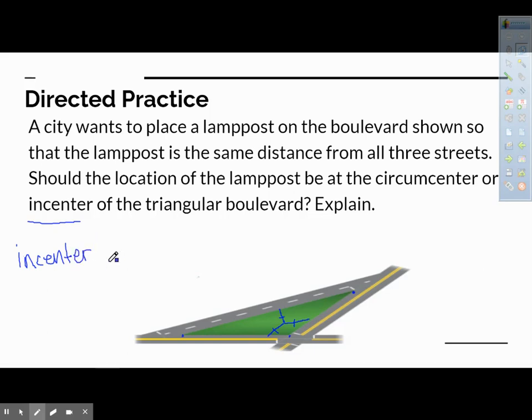Okay, and why exactly would we use the in-center? Okay, yeah, it's because the in-center is equidistant to the sides of the triangle, and the streets represent the sides.